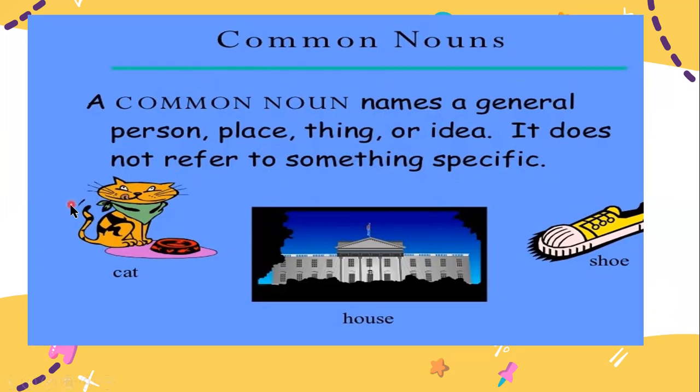So what are some examples? There are many cats. Here it specifies a cat. This cat might also have a name, but in general we name it as a cat. There are many houses, and we say it generally as a house, and this is also a shoe. We say these things in common, which refers to the noun in general. When we name it this way, it's called a common noun. Very good. Let's move on to the next topic.